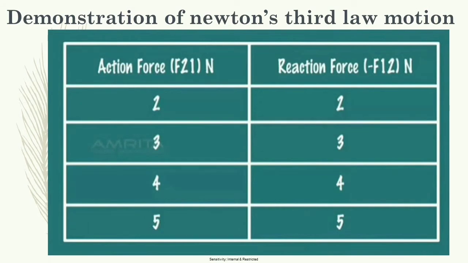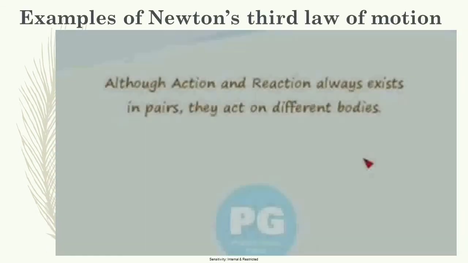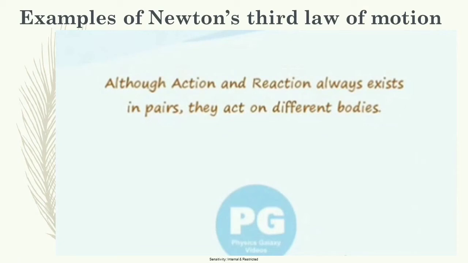So this demonstration shows that to every action there is an equal and opposite reaction. Action and reaction forces act on different bodies. This is Newton's third law of motion. Clear? As we know that action and reaction always exist in pairs, but they act on different bodies. This is Newton's third law of motion.